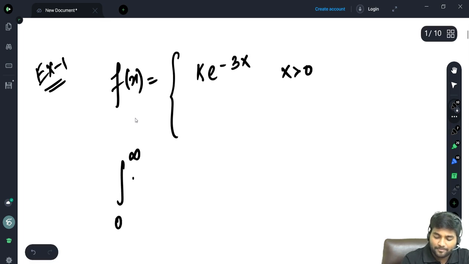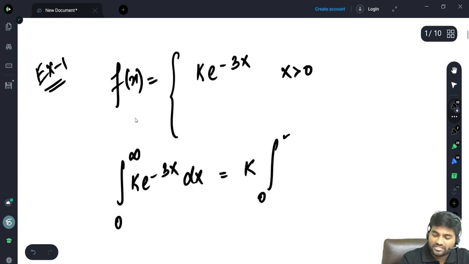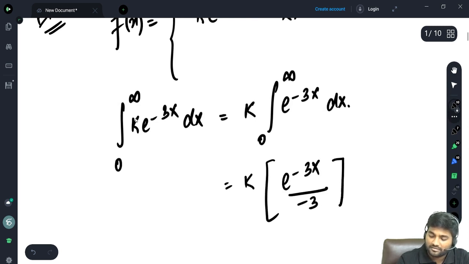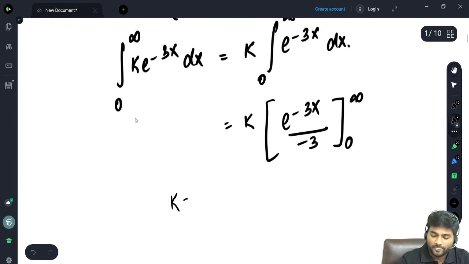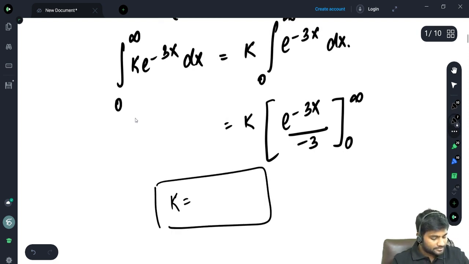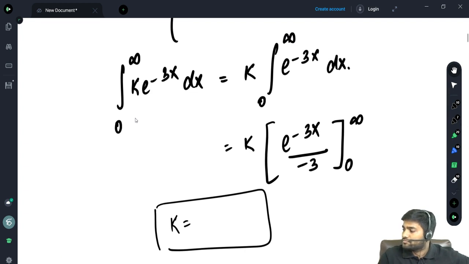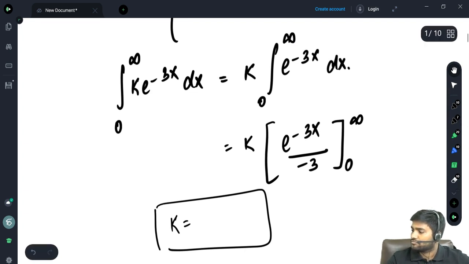Integration 0 to infinity k e to the power minus 3x dx, k integration 0 to infinity e to the power minus 3x dx, okay, which is equal to k e to the power minus 3x by minus 3, correct? 0 to infinity. Now solve and get the value of k. What is the value of k? Do it fast. What is the value of k? 3.